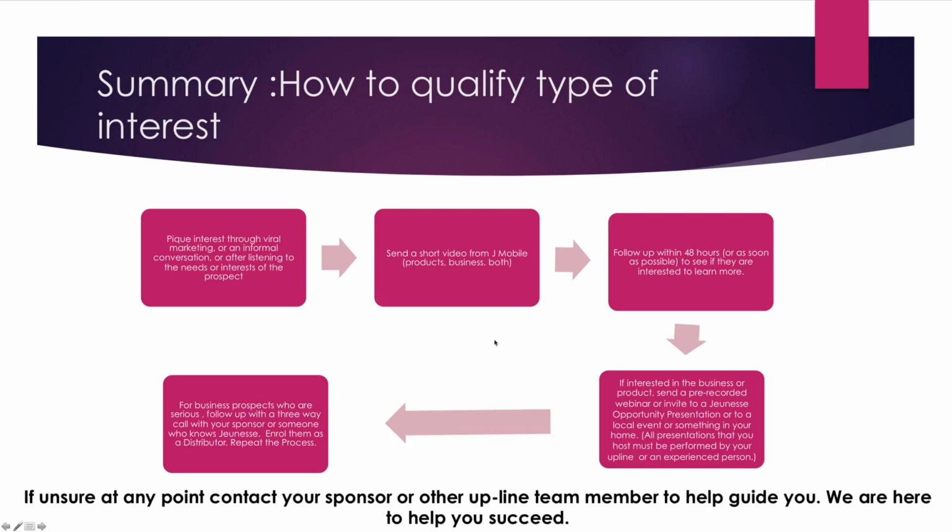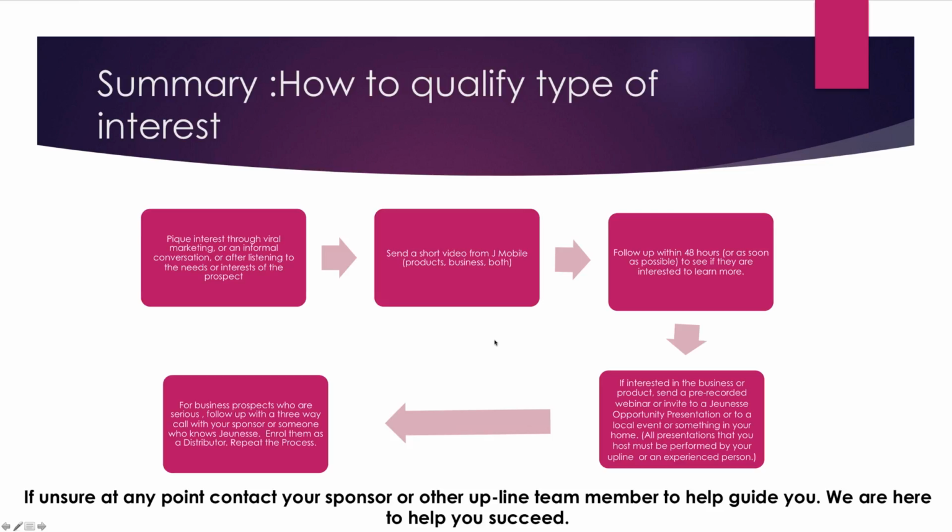Some people may want a little bit more information, and if that is the case, then you follow up with them on a 3-way call with your sponsor or someone in your upline who knows the business inside out. And that's what a lot of people do in this business. Even people who are emeralds, rubies, diamonds, they get someone who is above them to do a 3-way call with someone who's interested in being in a business, doing the business around Jeunesse.